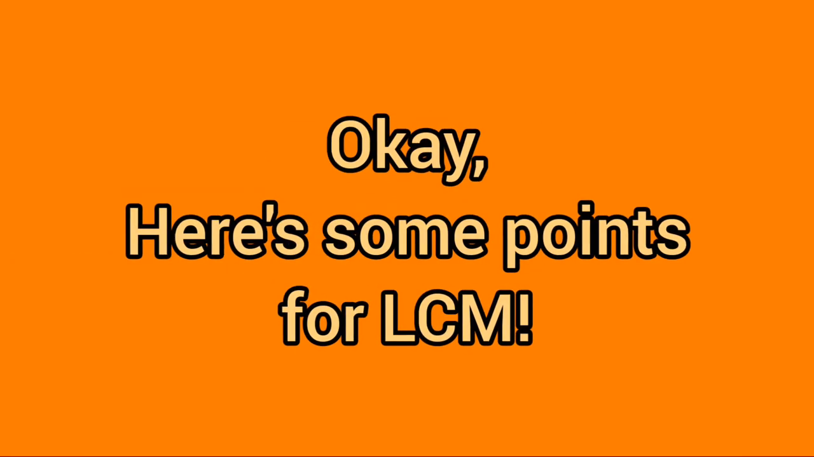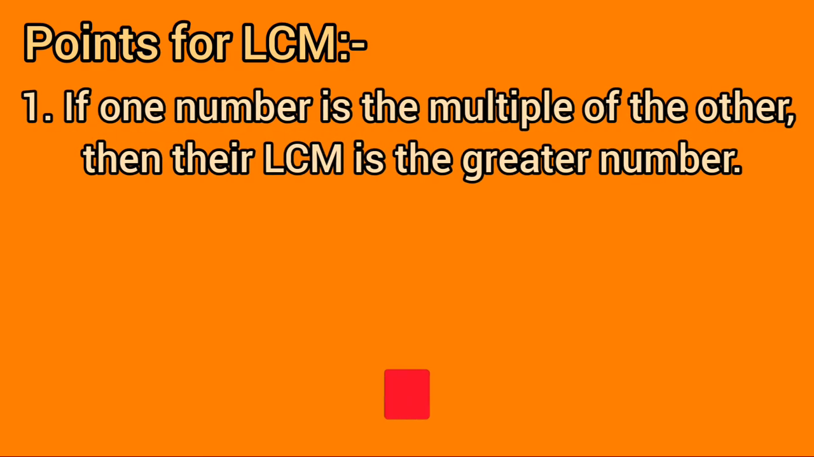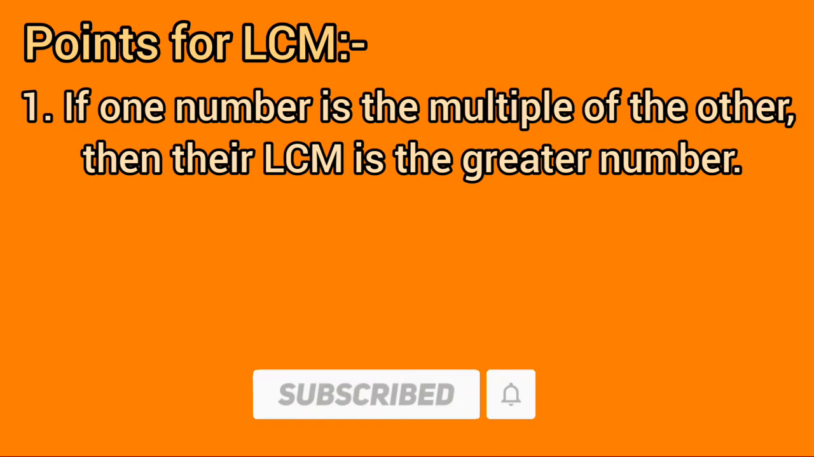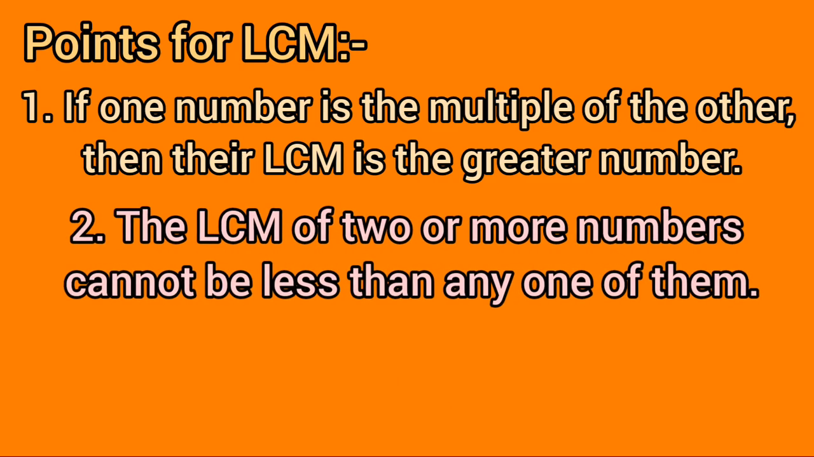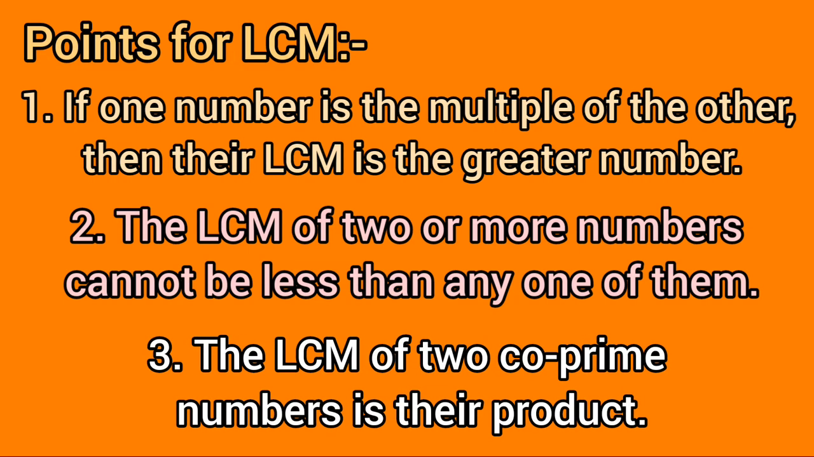Okay, here are some points of LCM. Point number 1. If one number is a multiple of the other, then the LCM is the greater number. Point number 2. The LCM of two or more numbers cannot be less than any one of them. Point number 3. The LCM of two co-prime numbers is their product.